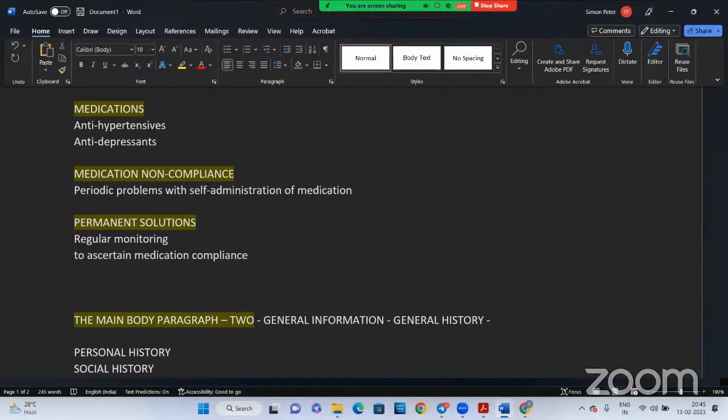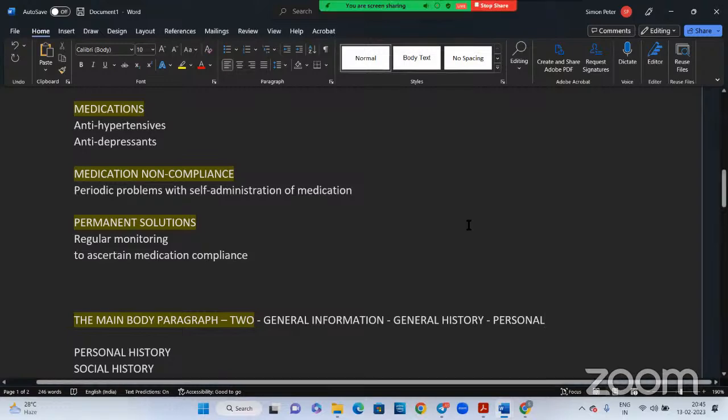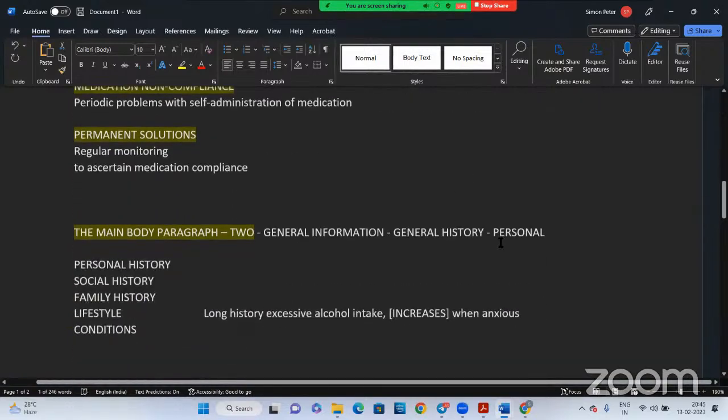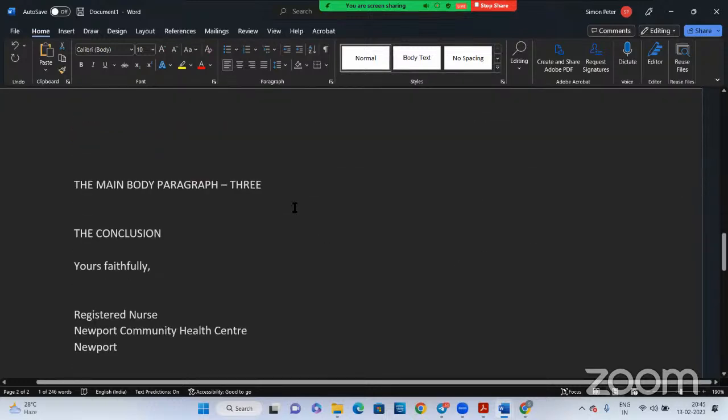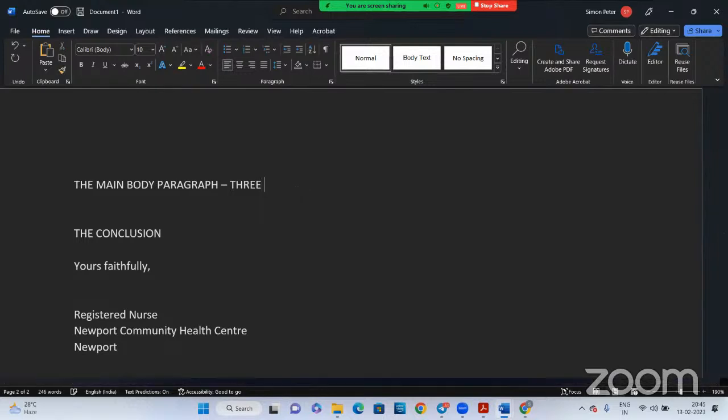General history. This is personal. First one is medical. Second one is personal. This is purely related to you as a nurse. This is purely related to the patient as an individual. And this is paragraph 3, a continuation. You can say this is external.